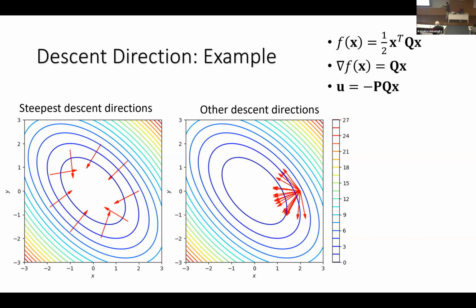Yeah, this is the example, x transpose Qx. So in this case, it would look like a bowl, but not a spherical one, like an oval one.